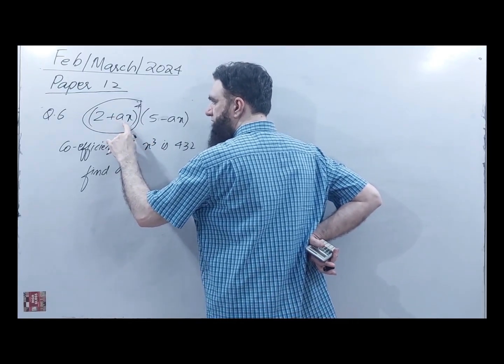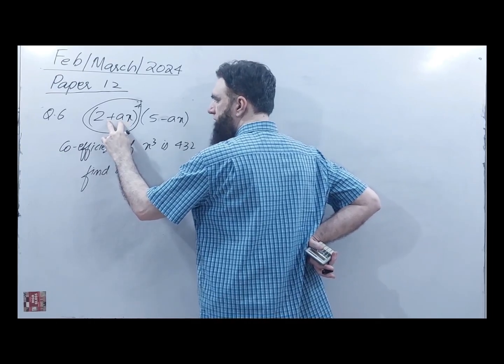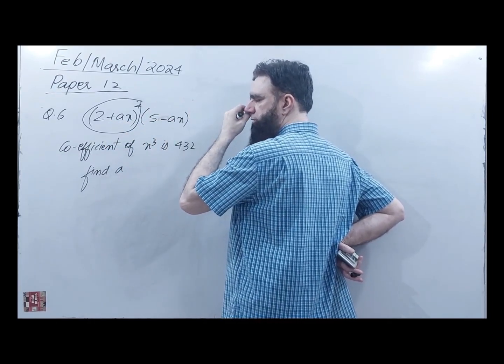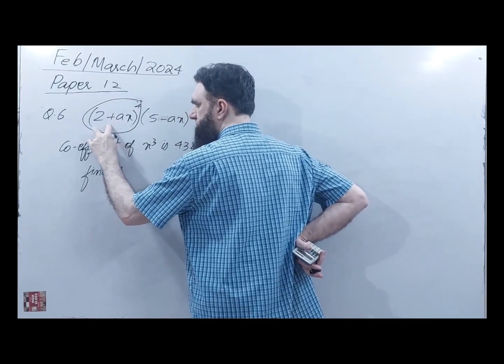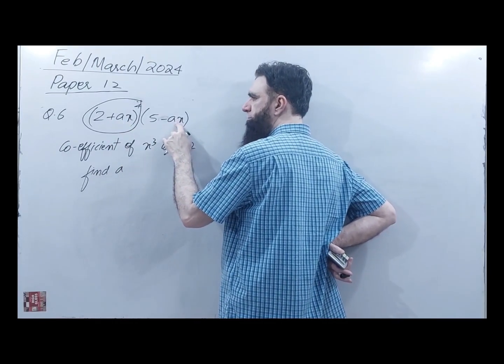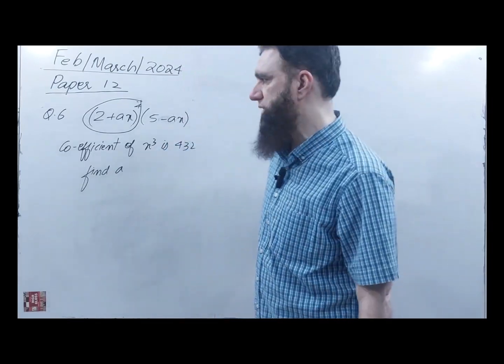What I'm saying is we need an x cube term in this expansion, which when multiplied by 5 becomes our x cube term. And similarly, we need an x squared term in this expansion. When the x squared term is multiplied by this ax, we get x cube. We don't need any other terms in this.